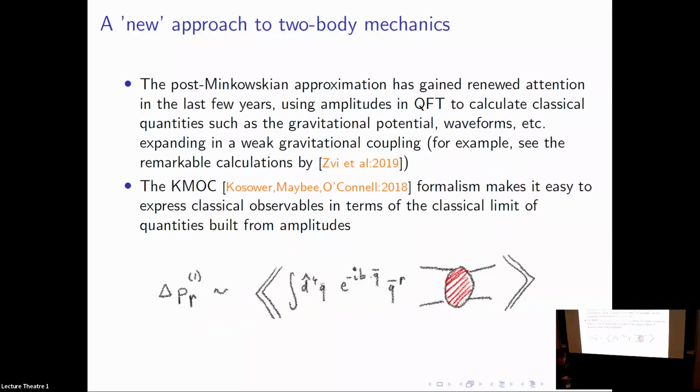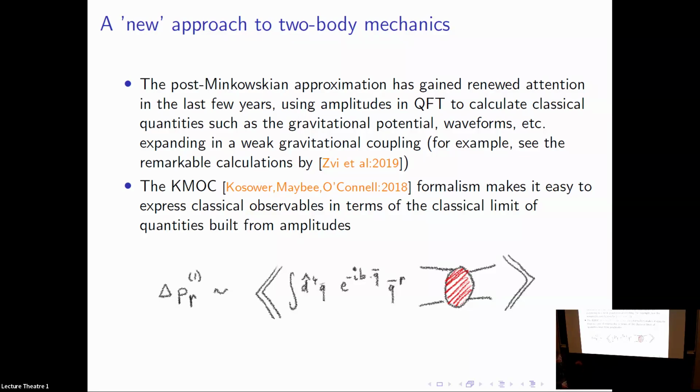But maybe the reason that most of us are here is because there's been a new approach to two-body mechanics using the post-Minkowski expansion from amplitudes in QFT. This means that we can calculate classical quantities such as the gravitational potential, waveforms, the impulse, and so on, expanding in the weak gravitational coupling. There are some very impressive calculations from some years ago now as well.